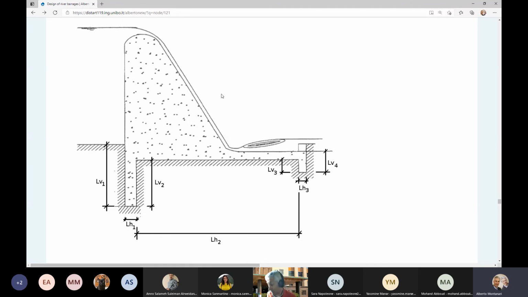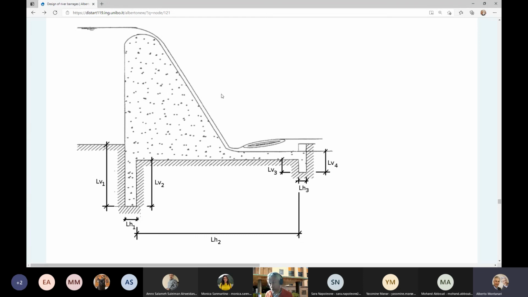So what if the Blight-Lane formula is not satisfied? Then you have to increase the length of the water path. This is the way we can get protected. And the way to increase the length of the water path is, for instance, to increase the depth of the cutoffs. What are the cutoffs?